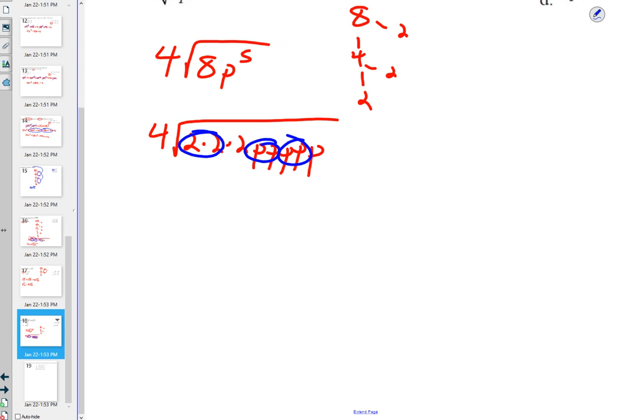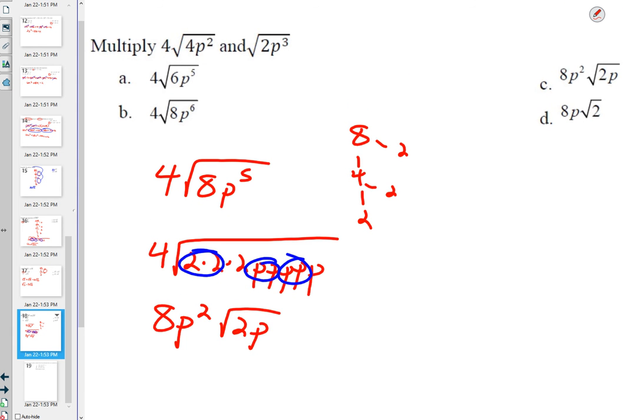So, 4 times 2 is 8. Bring out 2 p's, that's p squared. On the inside is 2p. That's down there. Don't say I didn't prepare you for Friday. If you know this, you'll do well Friday. And one more.